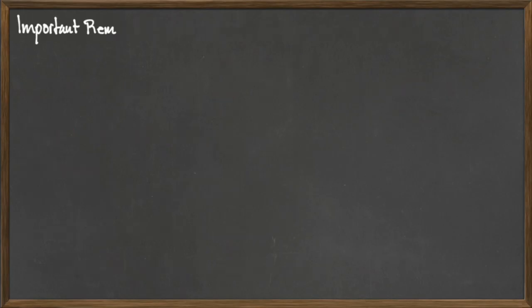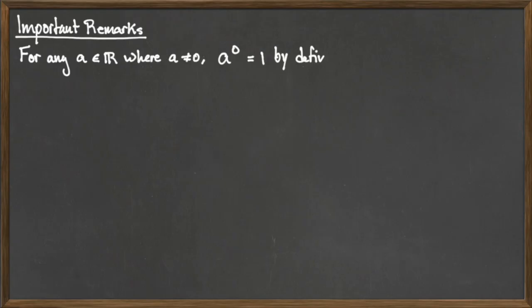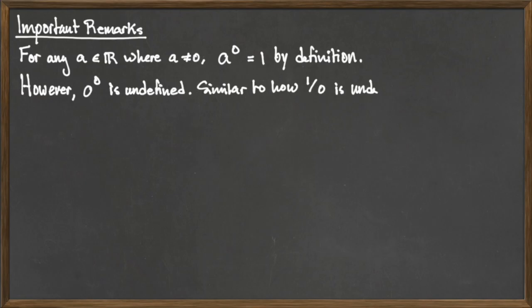Next, let's talk about a couple of important cases. If I take any real number a not equal to 0 and raise it to the power of 0, I get an answer of 1 by definition. However, the number 0 to the 0th power is undefined, kind of how the number 1 divided by 0 is undefined. Think about it for a second.